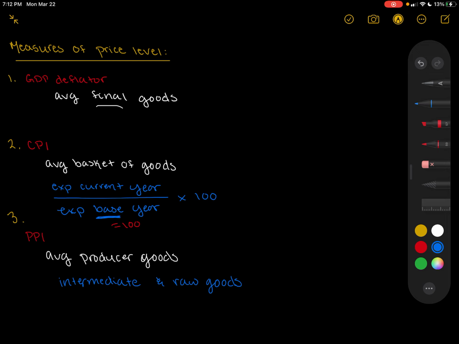So at the end of the day, the 3 measures of the price level are the GDP deflator, the CPI, and the PPI. And we should note real quick that the CPI is often the most used of these measurements because it tends to be the most accurate, or the most usable, I should say.